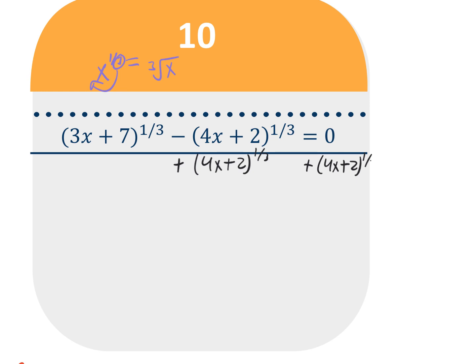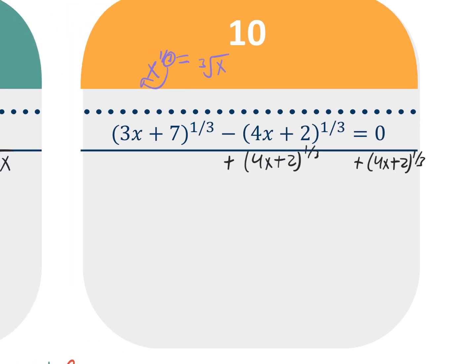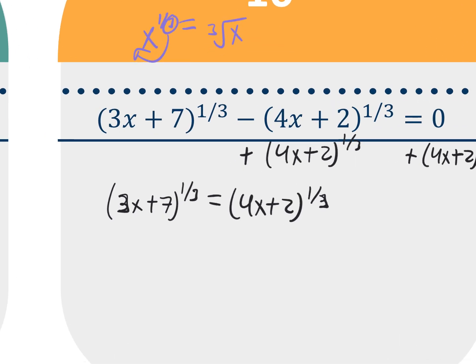All right, so let's add one of them to both sides, then we get 3x plus 7 to the 1/3 equals 4x plus 2 to the 1/3. All right, and then we had said in the first slide, to get rid of that fractional exponent, you want to multiply by the reciprocal or the common denominator. These fractions are the same, so let's do times the reciprocal, which is just 3. Or not times, I'm sorry, raising to the power of 3.